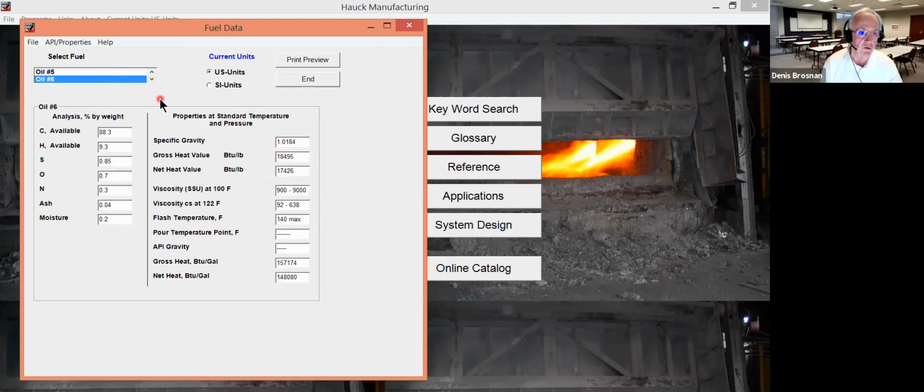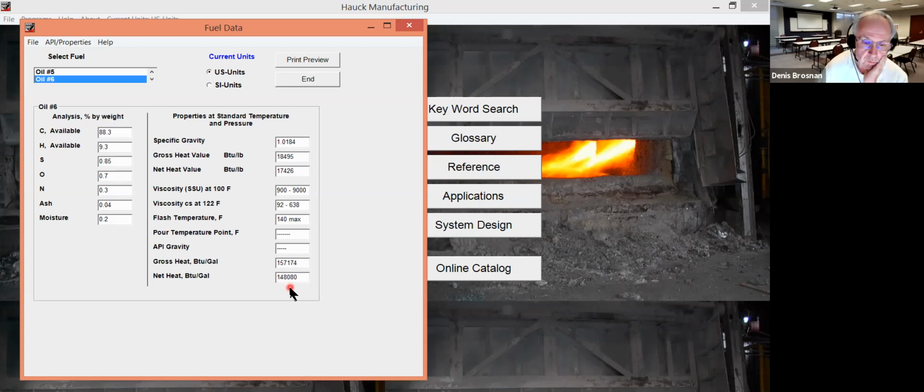Number 6 fuel oil is here. So they included liquid fuels because they make dual fuel burners. And so here the analysis is a little bit different. Here we have specific gravity. Number 6, or bunker C fuel oil, as it sometimes is called, is a high specific gravity. If it's poured into water, it's going to sink. Okay, and there's some viscosity information. The utility is going to let us calculate viscosities at various temperatures. We've got flash points and other information that's needed, particularly the net heat in BTUs per gallon.